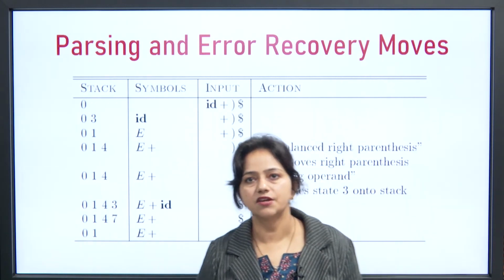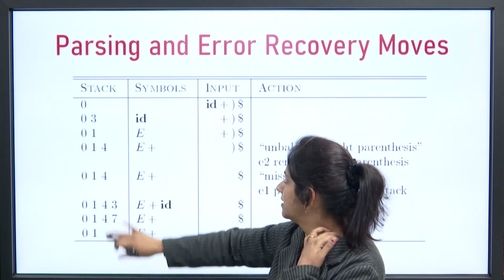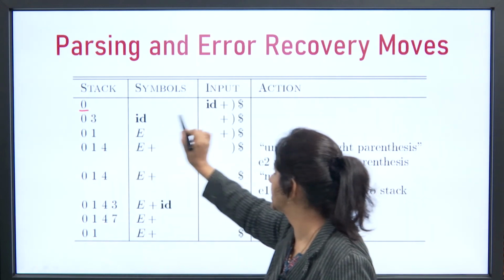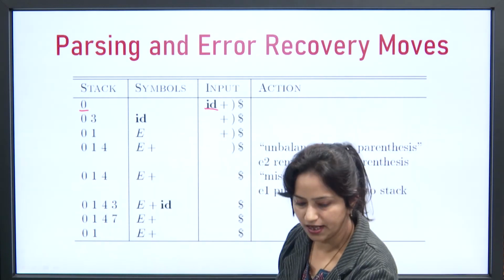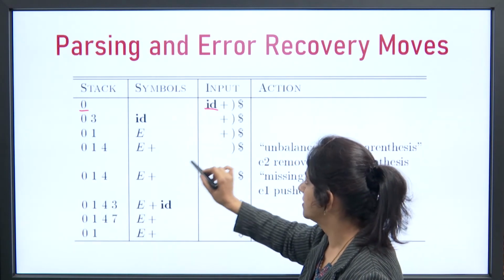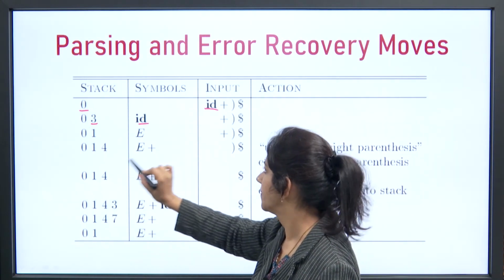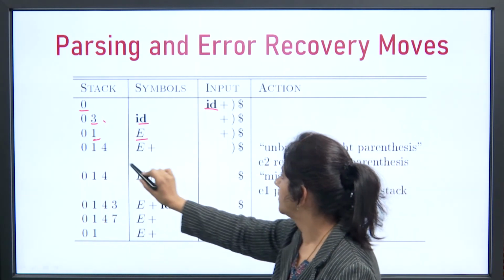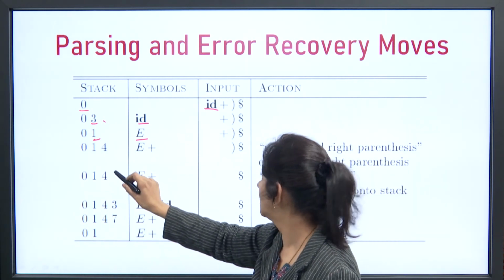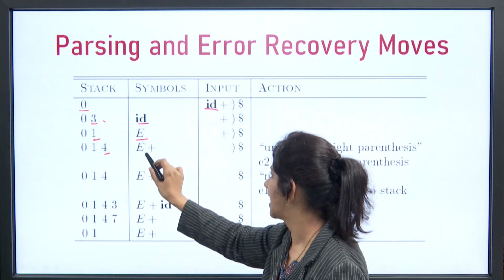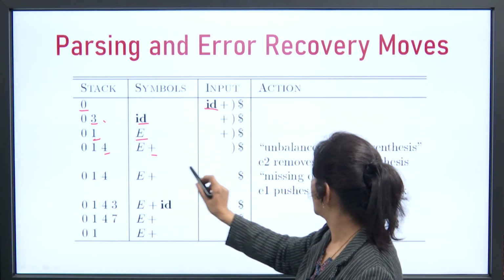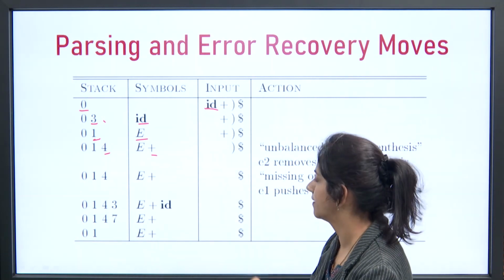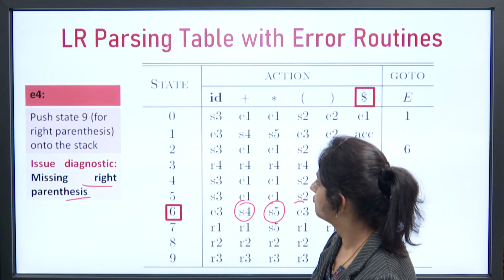Now, we can do the parsing with the error recovery moves. This is the state, these are the symbols, and this is the input. With respect to 0 and id, we look at the table at 0 and id, which is S3, so we shift 3 and the symbol is id. Now, 3 and plus, we will push 1 and the symbol will be id. Next, 1 and plus, we refer to the table, and accordingly we write plus and 4. Next we have the closing parenthesis, so 4 and closing parenthesis.